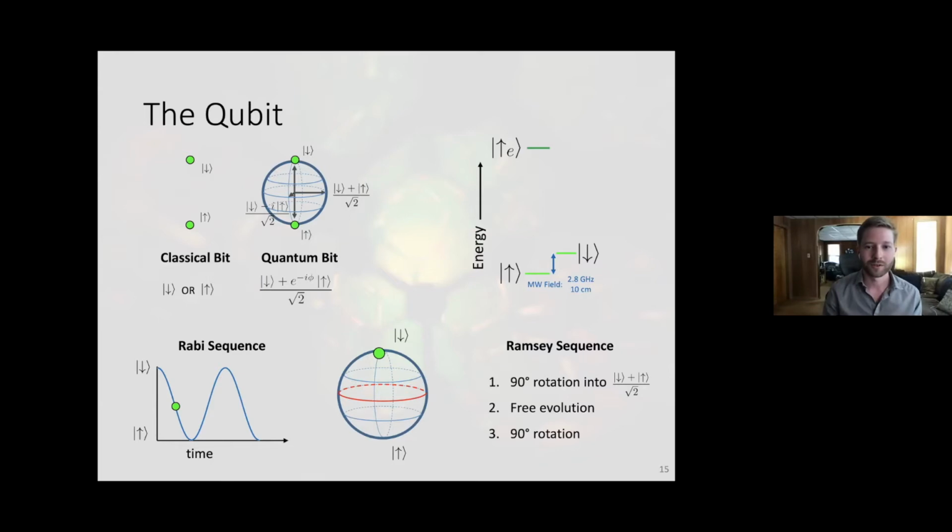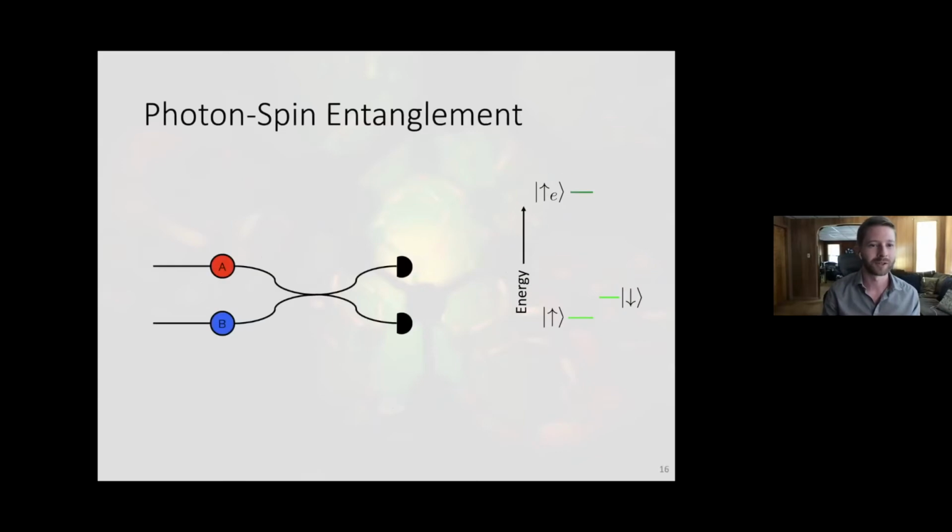So to start to consider now multiple qubits and how we can entangle them and have them communicate with each other, we can look at this picture here. So we're going to do this through a photon spin entanglement scheme. And so now we have two qubits, A and B, and we're going to start by initializing them into an equal superposition, as we saw on the previous slide.